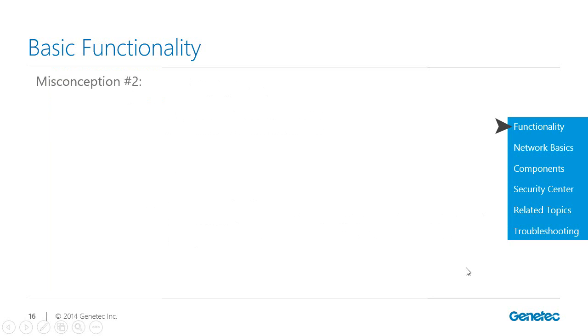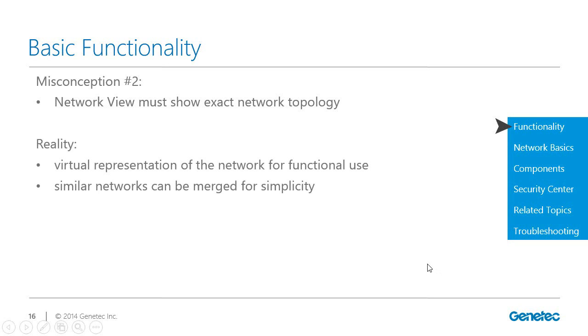Now, the other misconception I wanted to bring up is sort of the flip side of this, which is that the network view must have all the servers and networks set up exactly as they are physically in your system. Now really what is shown in the network view is a functional representation of your network, but it doesn't have to be literal and show every little thing.